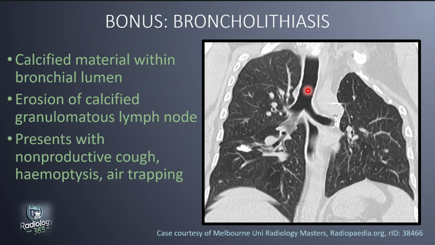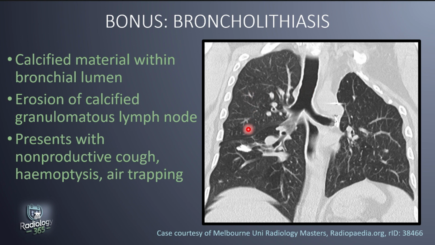Now for a bonus, we'll talk about bronchiolithiasis. Bronchiolithiasis is a rare disorder of calcified or ossified material within the bronchial lumen. And this is caused by erosion of an adjacent calcified granulomatous lymph node from some prior granulomatous infection, like tuberculosis, for instance. Bronchiolithiasis clinically presents with non-productive cough, hemoptysis, and air trapping.